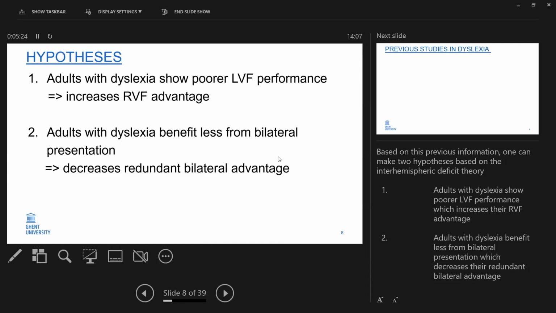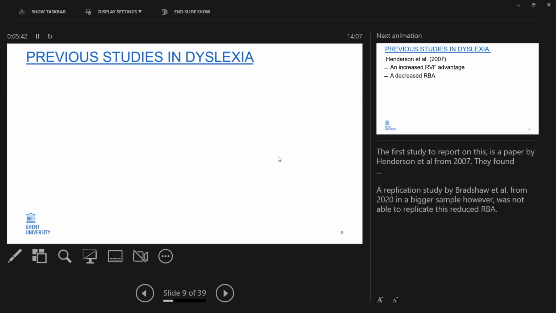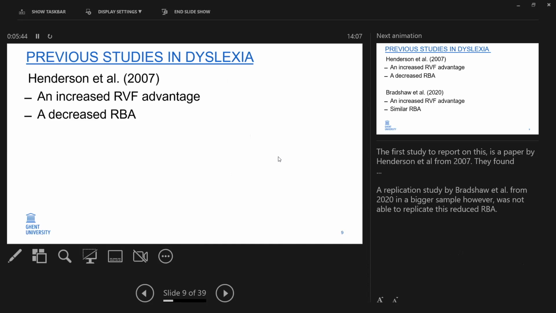Secondly, adults with dyslexia will not, or at least to a smaller extent, benefit from a bilateral presentation, which will then result in a decrease in this advantage of bilateral stimulation. Very interesting, but I didn't come up with this myself. Previous research studies in dyslexia have already looked at this. The first one I could find was by Henderson and colleagues, and indeed they found an increase in this right visual field advantage because of lower performance on the left visual field and a decreased redundant bilateral advantage.